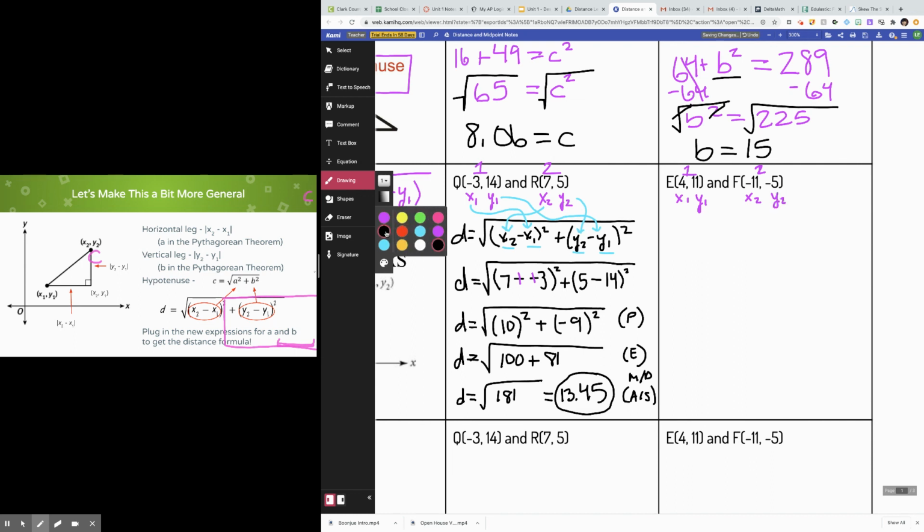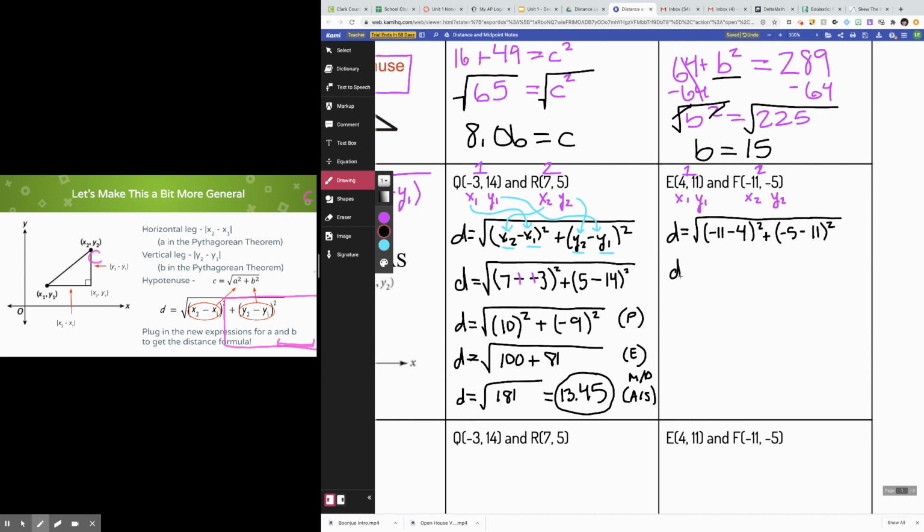All right, so let's plug those values into the distance formula. Okay, so D is the square root of x2, which is -11, minus x1 is 4, squared, plus y2 is -5, minus y1 is 11. Extend my square root a little bit. All right, so I've plugged my values into the formula.